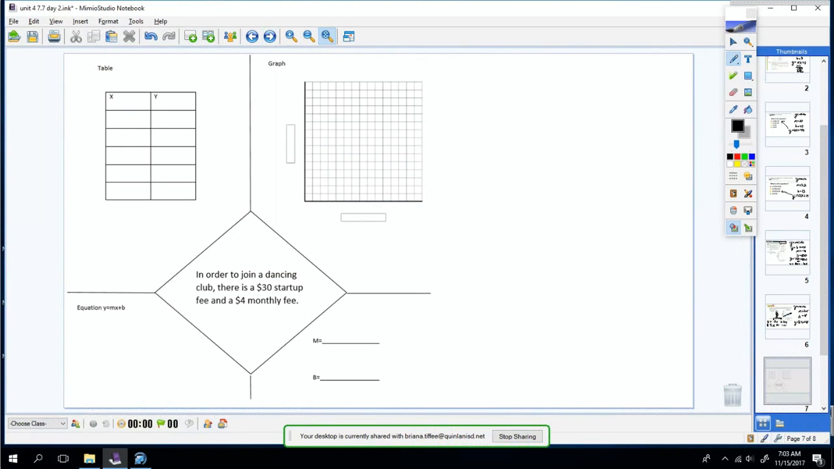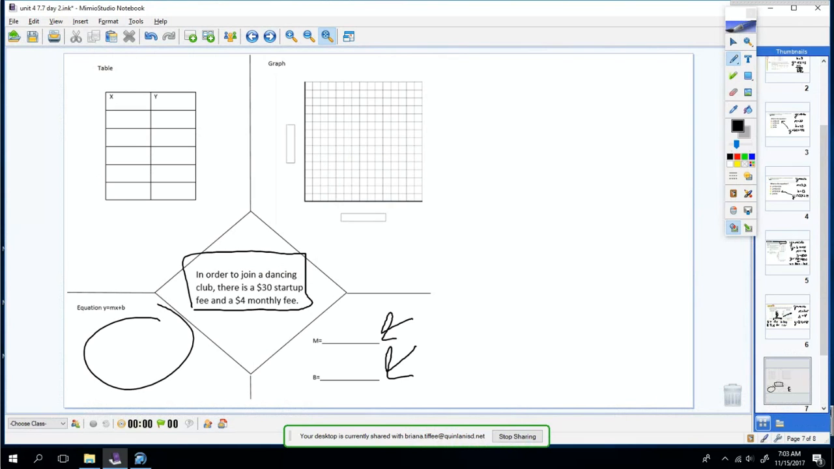All right, this is actually your first question of your homework. We're going to do this together. So on this homework, this is what I expect you to do. We start off with a word problem right here. From this word problem, I want you to find me the constant, find me b, write me the equation, create me a table, and then create me a graph. So that's what we're going to do.